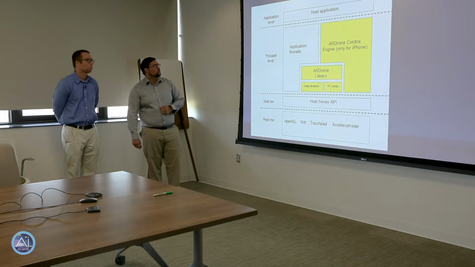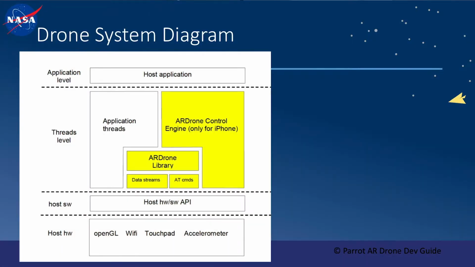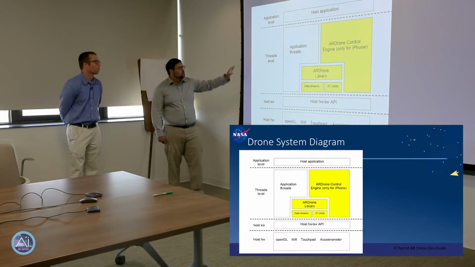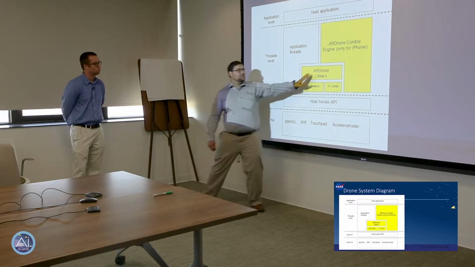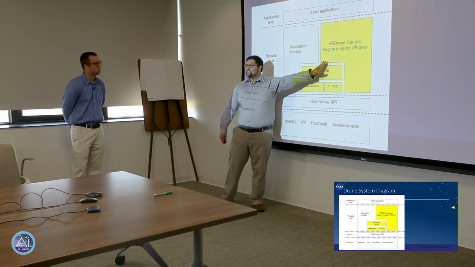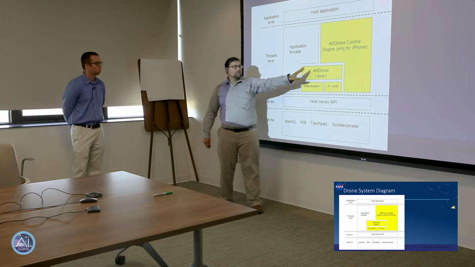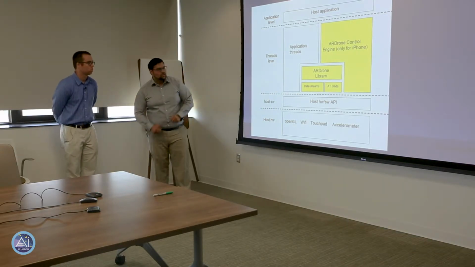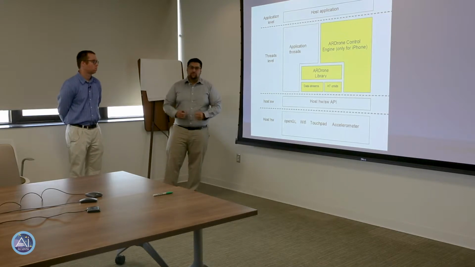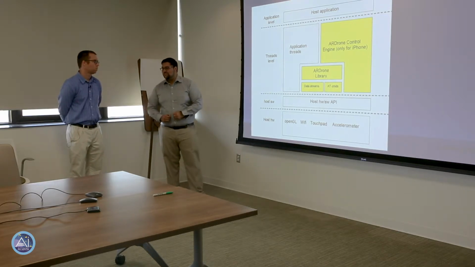Quick diagram of the drone system. Of course, there's the application level, which we have access to using any kind of computer interface. There's also the drone library here. This is what I'm interfacing with using the API. Notice there is a really nice control engine built for these drones. However, you can only use it if you have one of the applications provided by the company. We don't have that because I really didn't want to fly the drones using my iPhone the entire time.